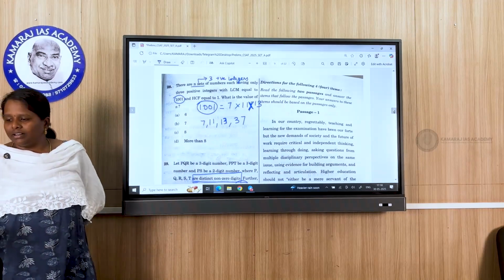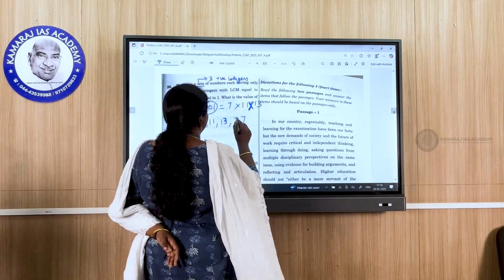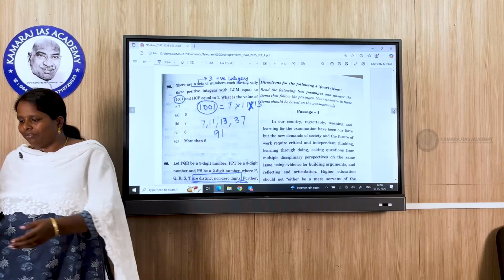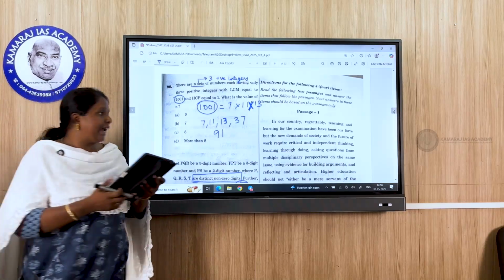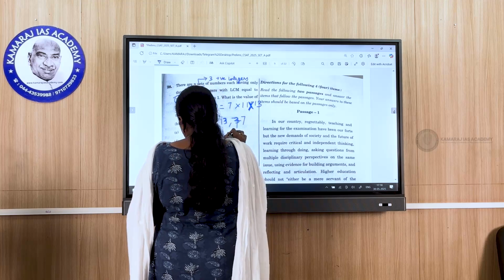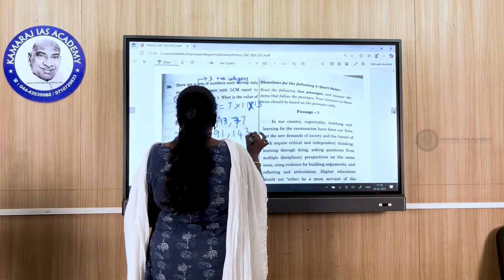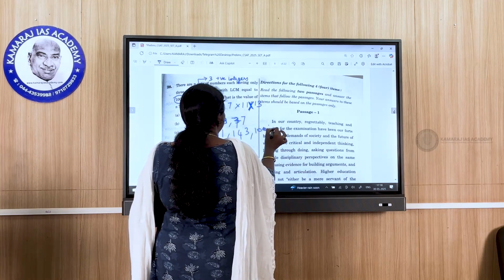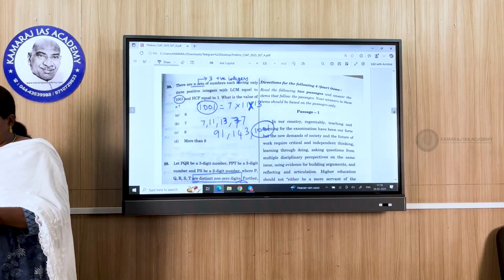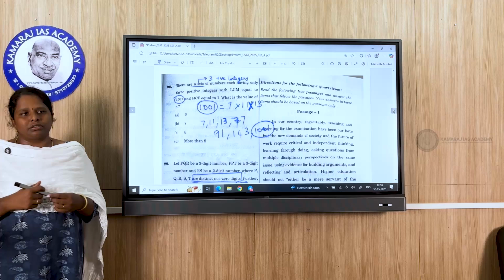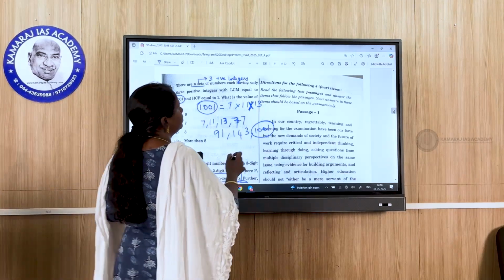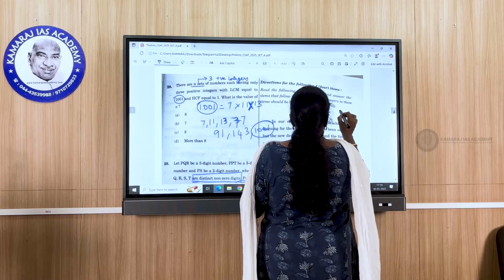7, 11, 13, 37, 91. So we have 8 sets of factors here, right? 7, 11, 13, 77, 91, 143 will give you 1001. So this combination of numbers for 1001 should be given, right? So we have more than 8 sets of numbers, right? I will give you the sets of numbers, more than 8 sets of numbers here. If you want, you can note down.